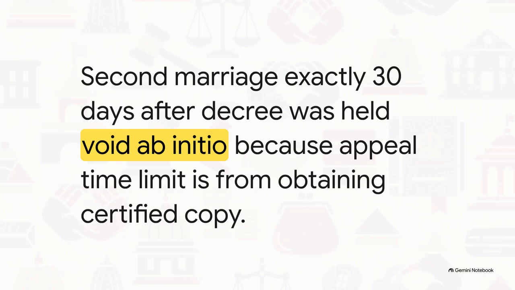The court actually voided that entire second marriage. And why? Because the Act calculates the time limit for an appeal from the date the certified copy of the judgment is actually obtained, not just the day the judge bangs the gavel. So if you jump the gun, your new marriage is void ab initio, void right from the starting line.